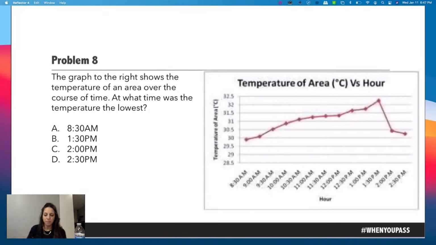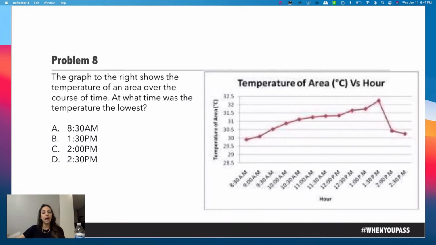Let's keep going. This is a perfect elementary problem: reading graphs and interpreting them. And this is going to be where we stop. We're not going to be able to get through all 4 problems that I have today. So I've got some probability for next week, and I have another elementary problem that we will kick off and start with. So the graph to the right shows the temperature of an area over the course of time.